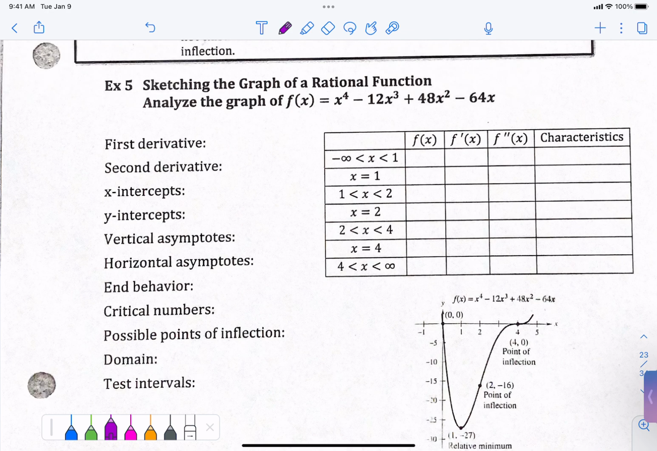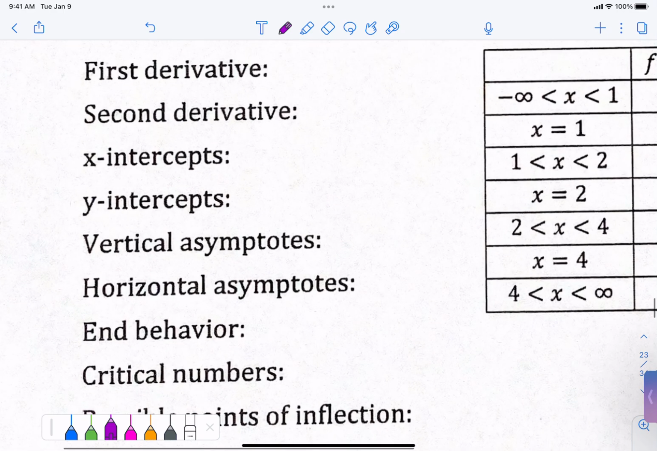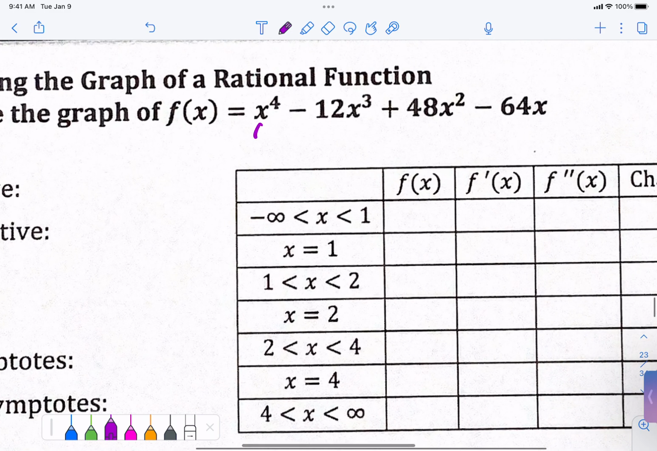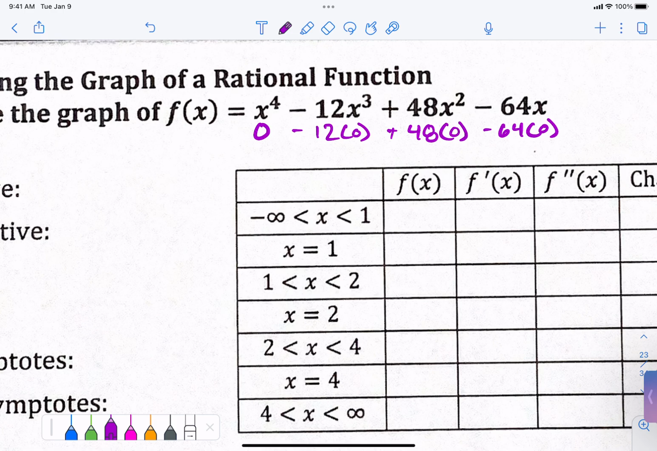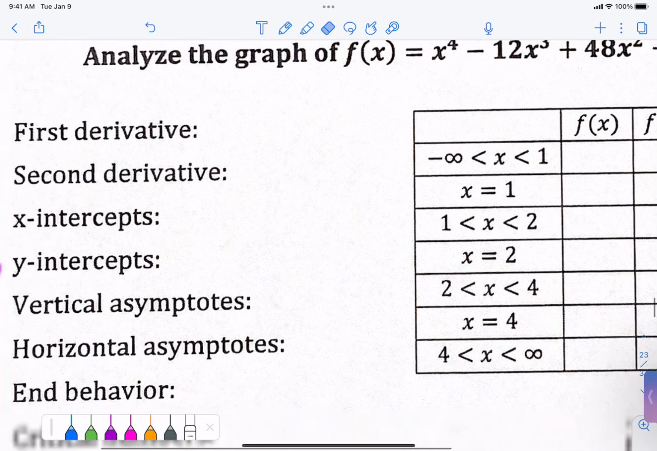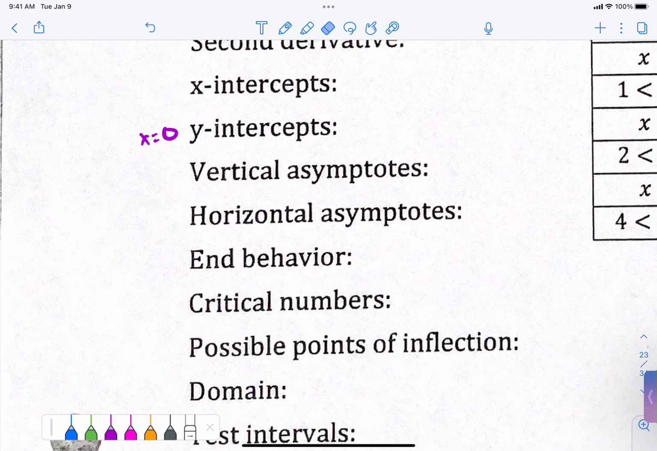Excuse me. The x-intercepts are really ugly, okay? So, let's go ahead and do that. If we're doing y-intercepts, we plug 0 in for x, right? If I plug 0 in for x, I have 0 minus 12 times 0 plus 48 times 0 minus 64 times 0. And that's going to end up being 0, right? My y-intercept will be 0. So he has one y-intercept, which is 0.